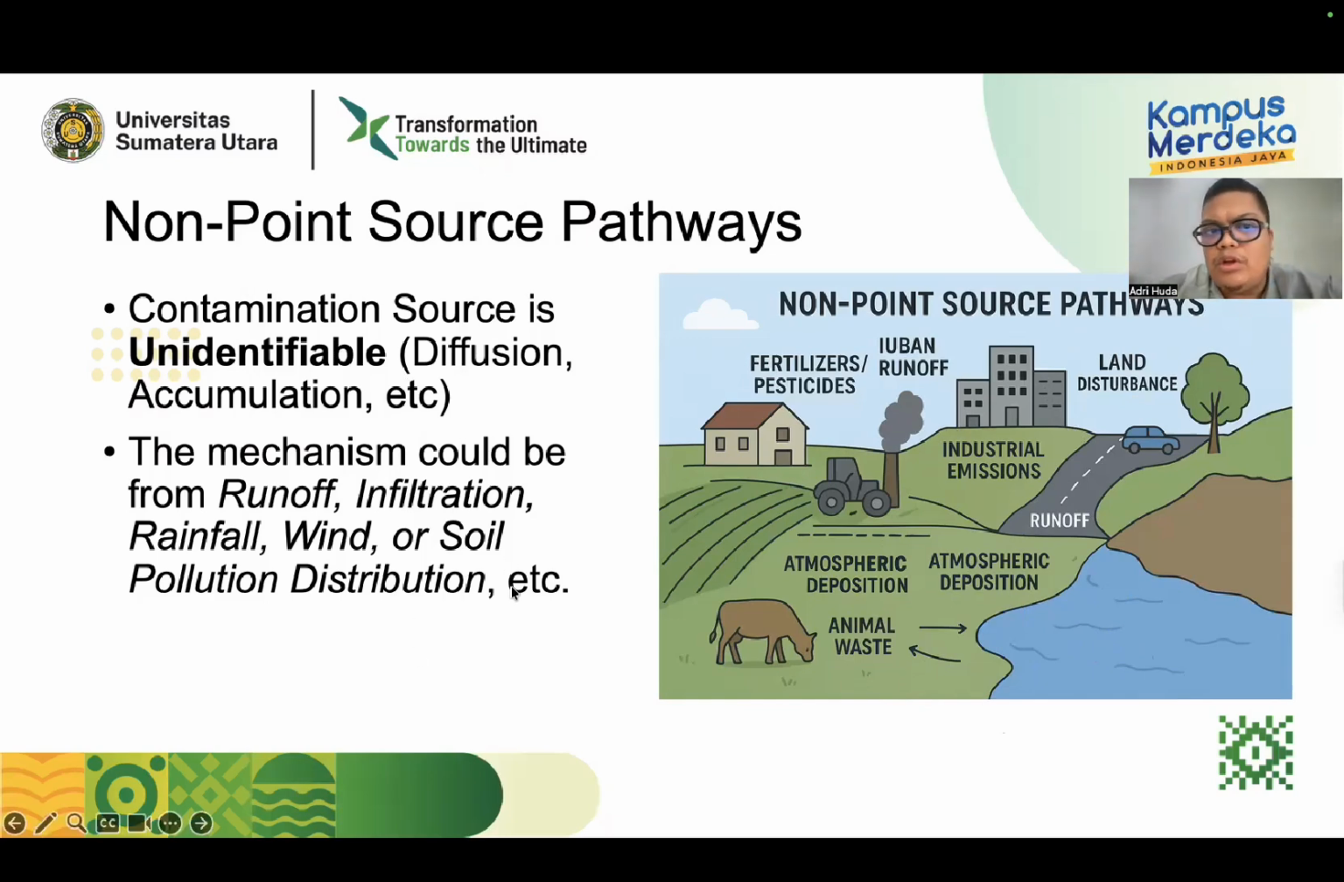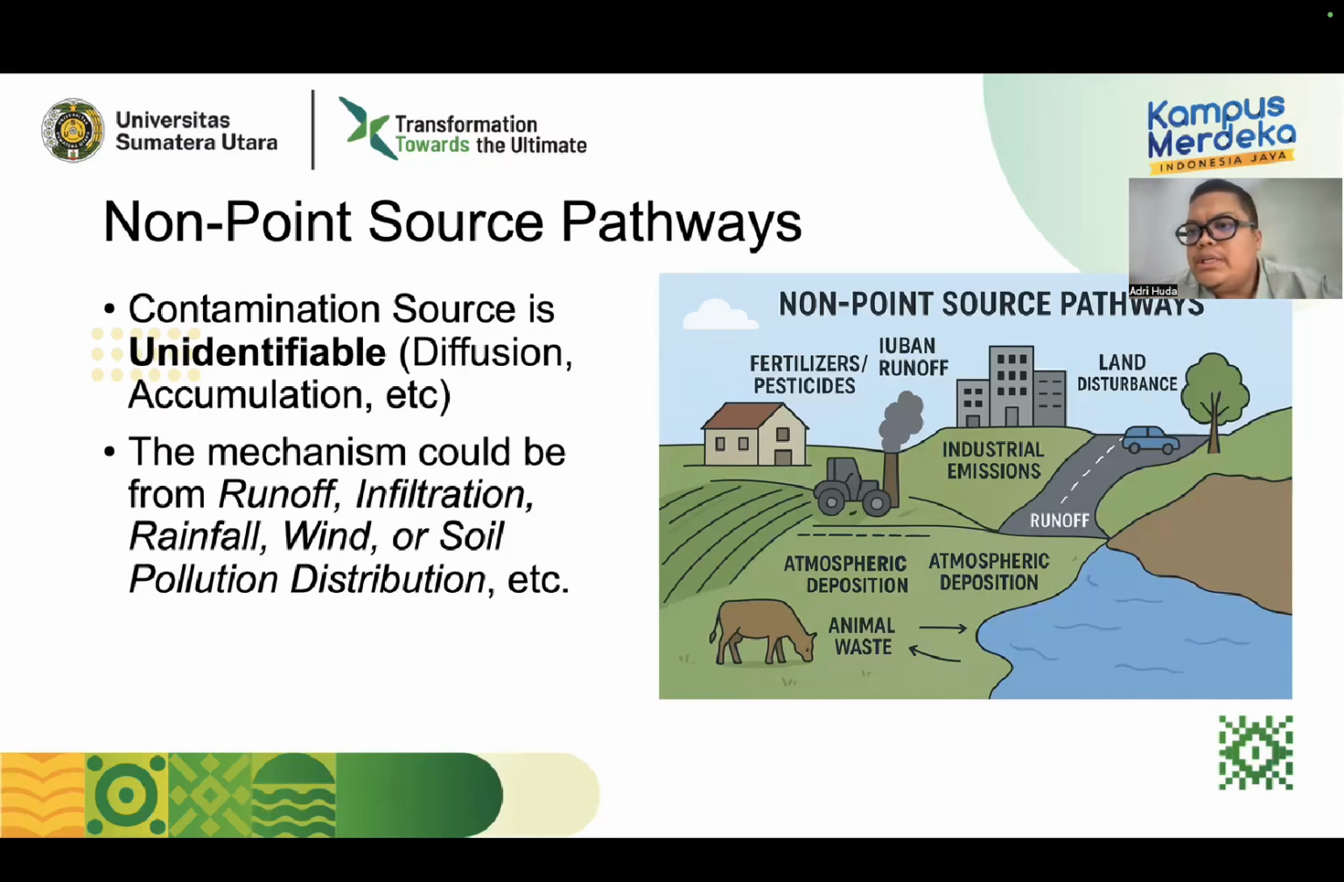The mechanism of the non-point source pathway could be runoff, meaning that, for example, the agriculture here uses fertilizer in the morning, and then in the afternoon the rain comes and washes all of the fertilizer, pesticide, and herbicide off the surface of the soil, and all of it goes to the river and contaminates the river.